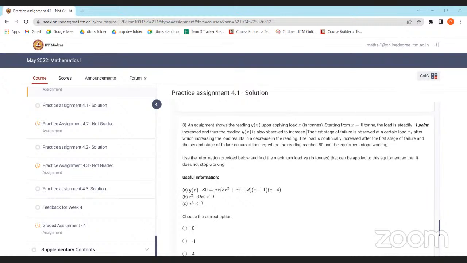Yeah, simply you have to find out the roots. Yeah, you can try out this example.